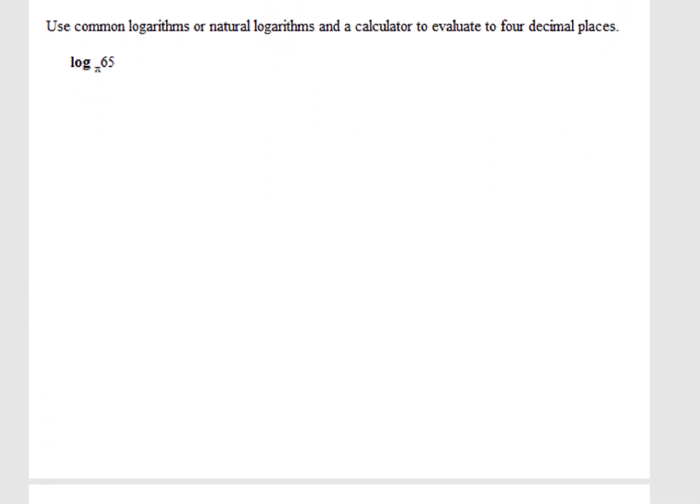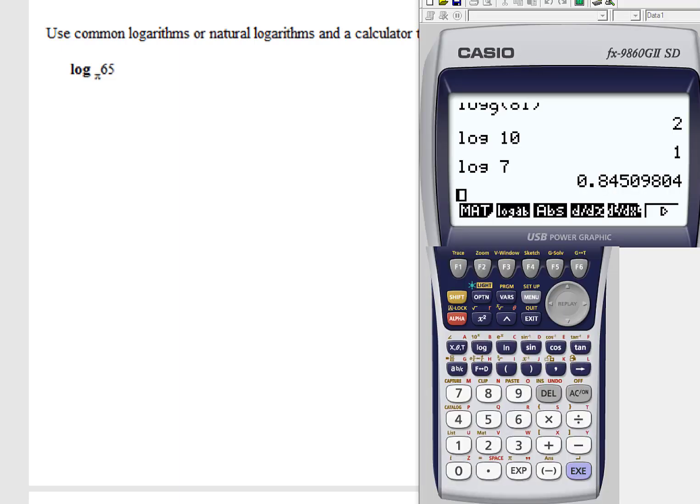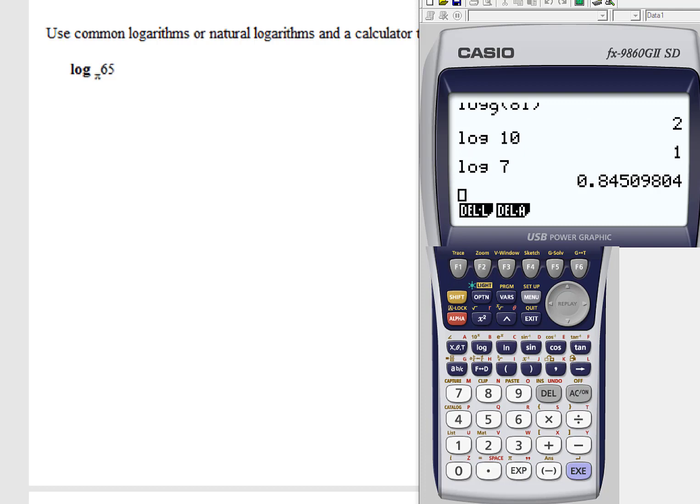All right. So this is telling us to use our common logarithms or natural logarithms and a calculator. So literally you could take your calculator, watch this, and we see that it's not a natural log. Let me delete all this out. It's not a natural log. So I can't use just that natural log, or I'm sorry, the common log button on my calculator, right?